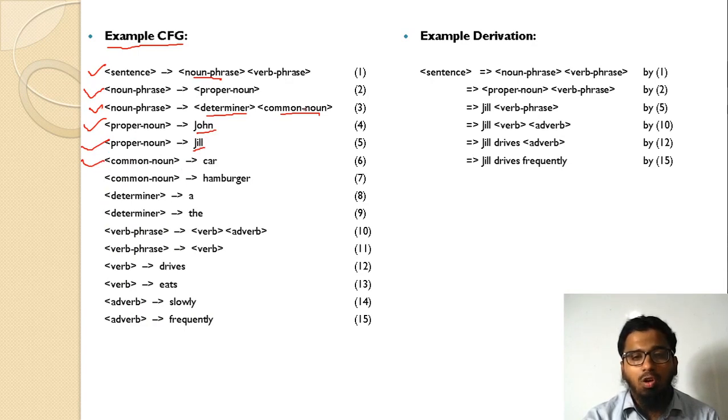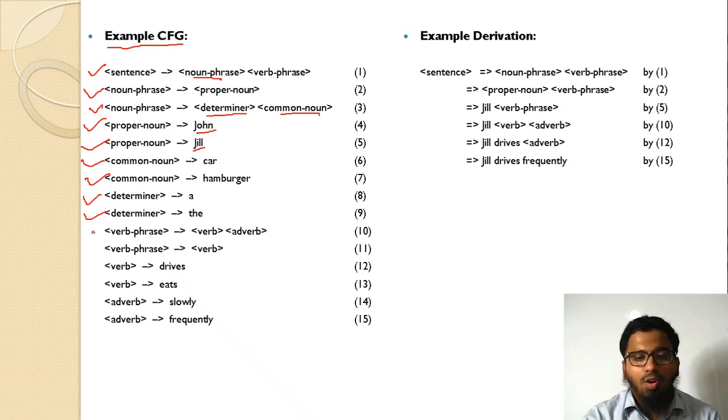So here in equation 6 is common noun. What is common noun? Common noun is like car or hamburger. Any one of these you can select whenever we have to derive from the context free grammar. What is determiner? Determiner is an article, that is, the.